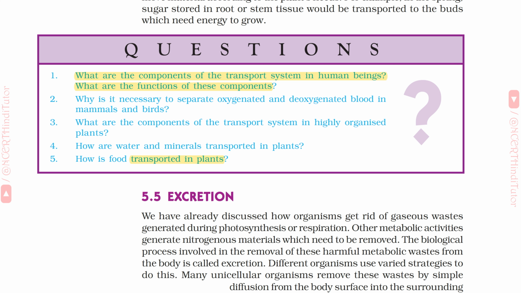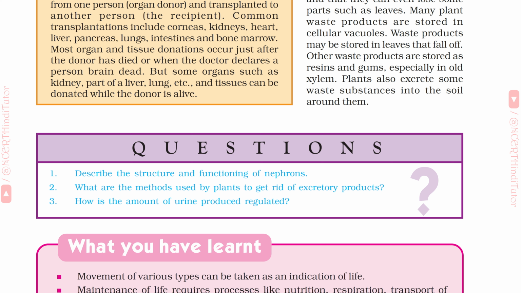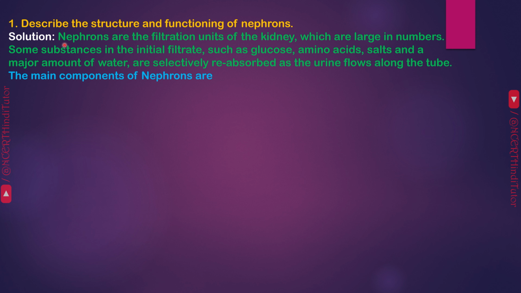Friends, we have completed these question answers. Now let's move on to the next questions. Question 1. Describe the structure and functioning of nephrons. Answer. Nephrons are the filtration units of the kidney, which are large in number. Some substances in the initial filtrate, such as glucose, amino acids, salts, and a major amount of water, are selectively reabsorbed as the urine flows along the tube. The main components of nephron are glomerulus, Bowman's capsule, and long renal tube.